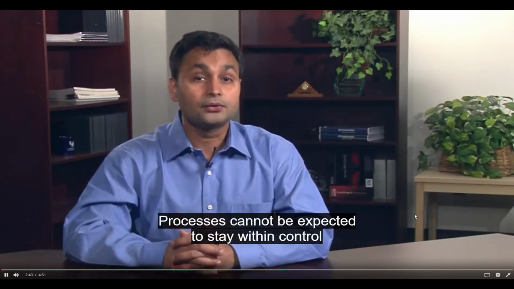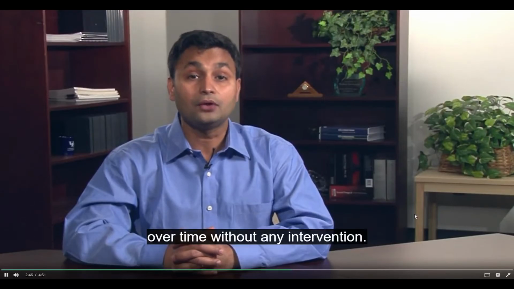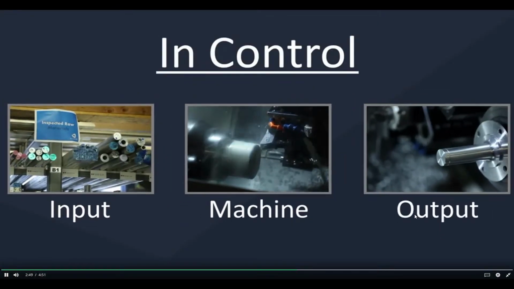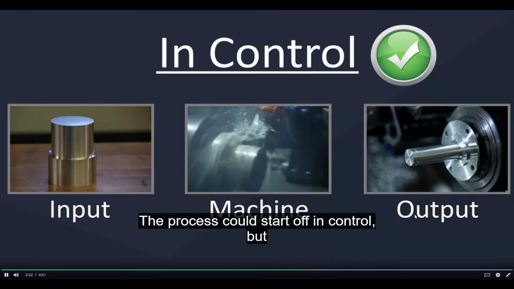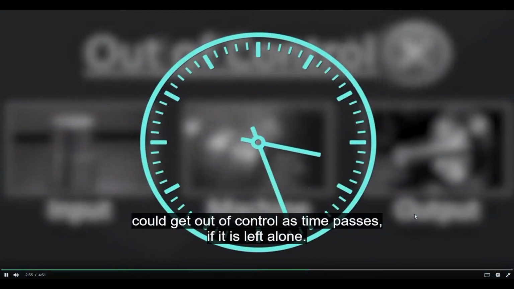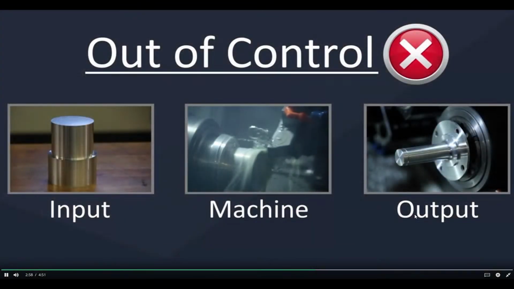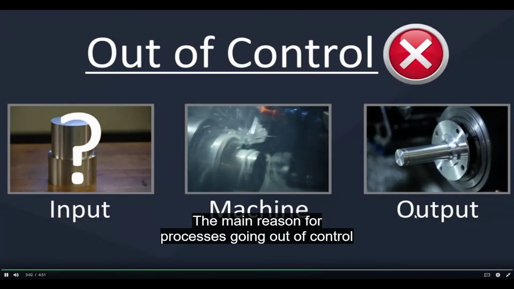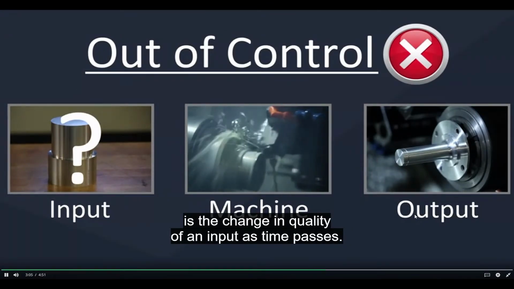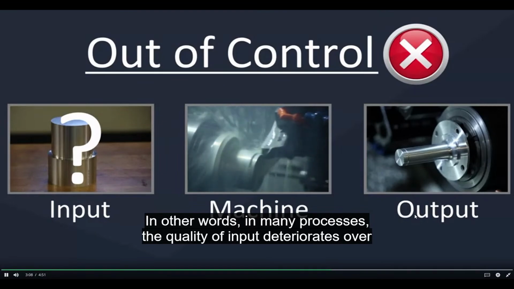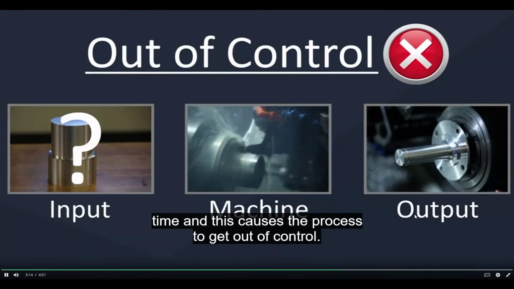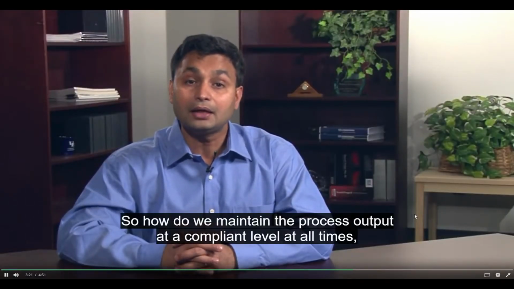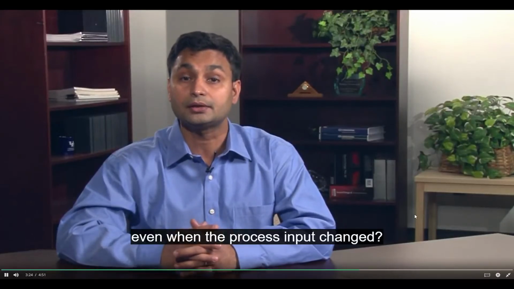Processes cannot be expected to stay within control over time without any intervention. A process could start off in control, but could get out of control as time passes if it is left alone. The main reason for processes going out of control is the change in quality of an input as time passes. In other words, in many processes, the quality of input deteriorates over time, and this causes the process to get out of control. So how do we maintain the process output at a compliant level at all times, even when the process input change?